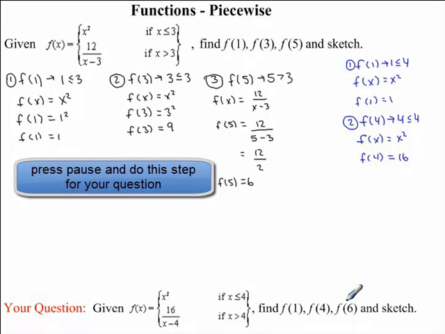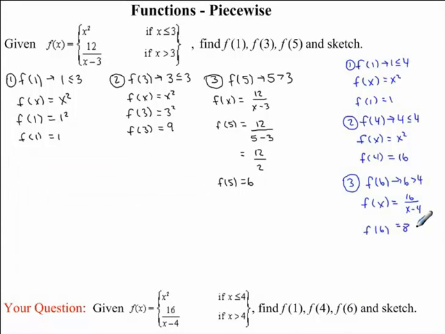I now want you to solve for f of 6 in your question. You should have found that f of 6 is equal to 8. The last part of our question asks us to sketch our piecewise function. So in order to do this, we need to draw our x and f of x axes.